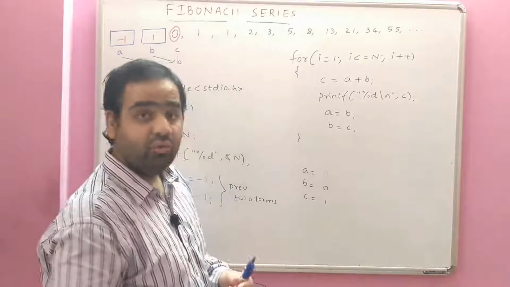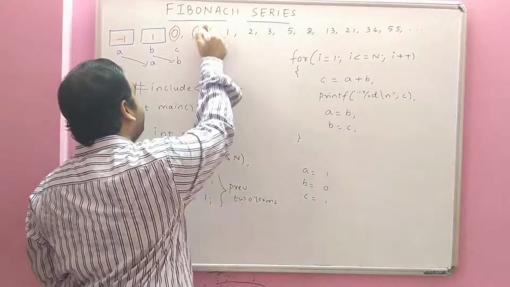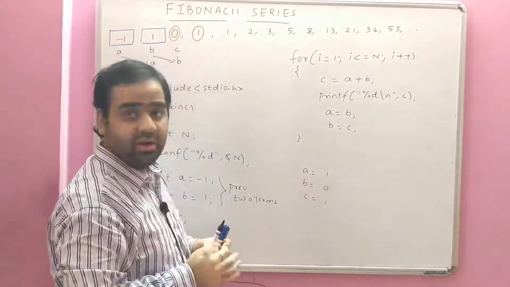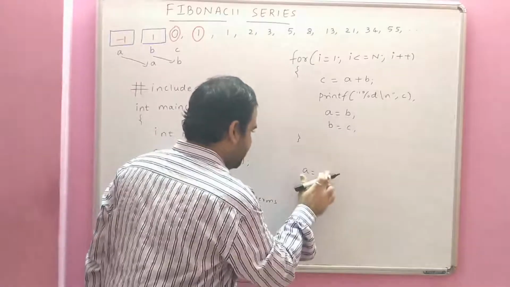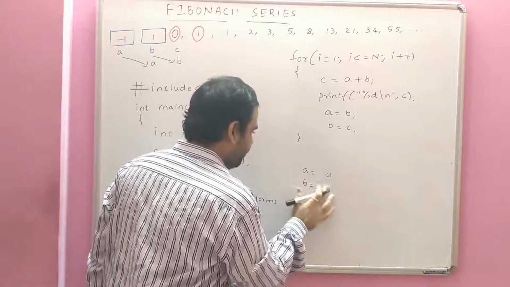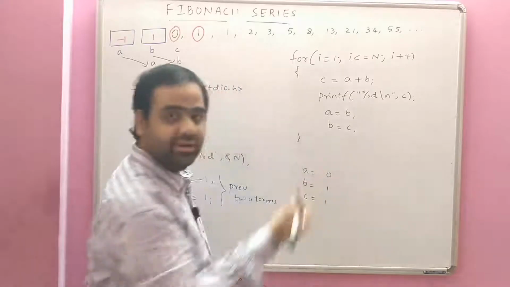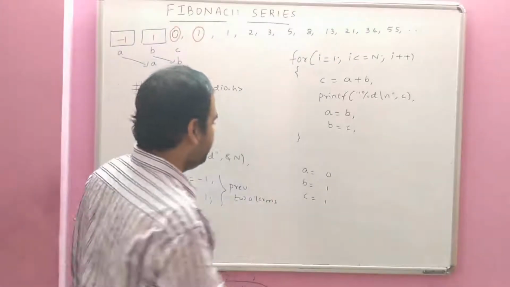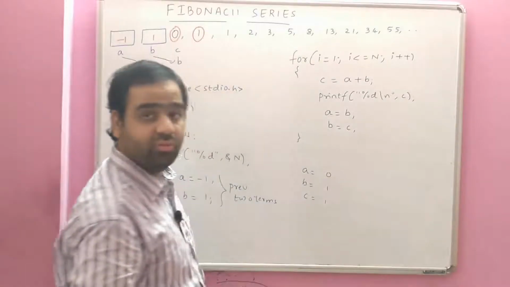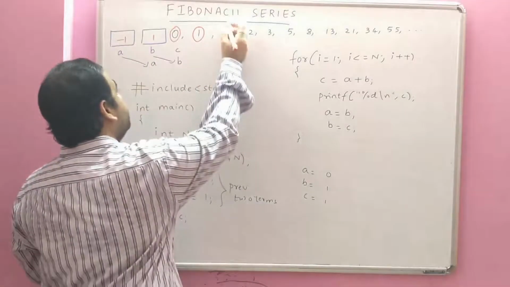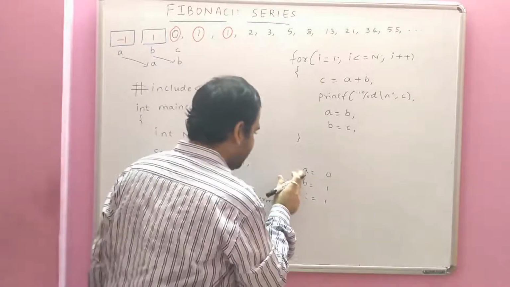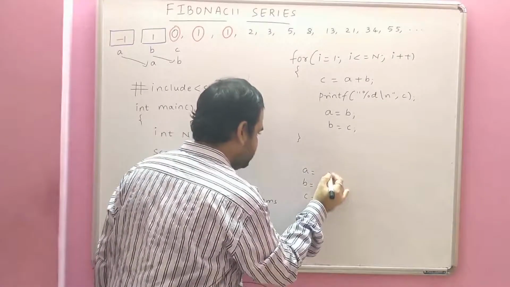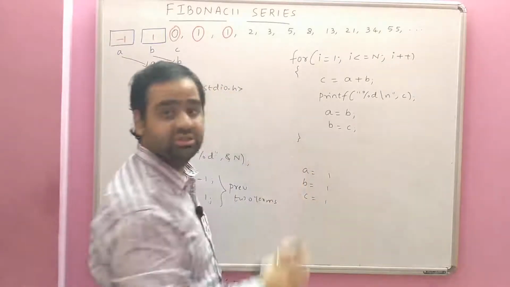Now what we do, we print the value of C. What is the value of C as of now? It is 1. Now again we say A gets the value of B, which is 0. B gets the value of C, which is 1. Again you say I plus. C is A plus B. 0 plus 1 is 1. And you print again 1. And you say A gets the value of B, which is 1. B gets the value of C, which is again 1.